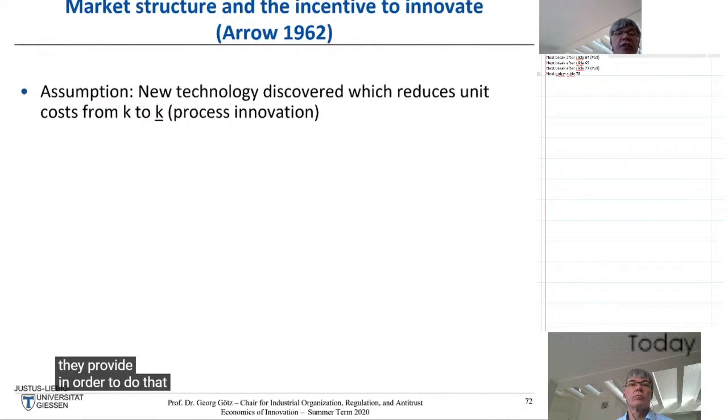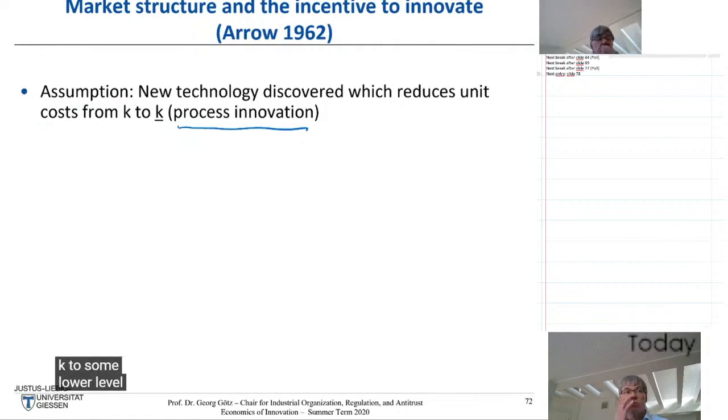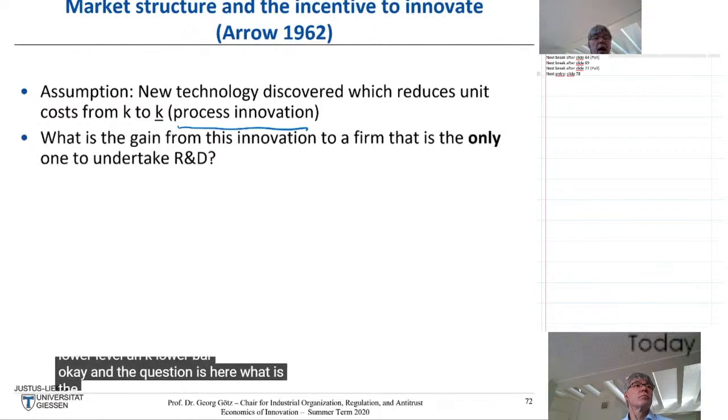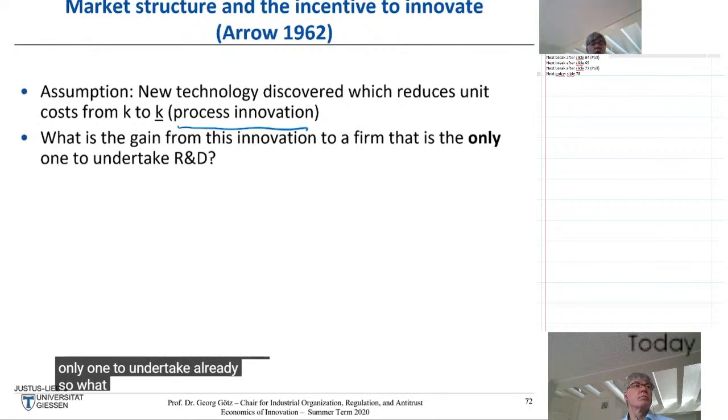In order to do that, we look into a process innovation. What does this mean? There is some new technology discovered which reduces unit costs from some level K to some lower level K lower bar. The question is: what is the gain from this innovation to a firm that is the only one to undertake R&D? What is the gain from innovation means: how does the operating profit increase if you introduce this cost reduction?